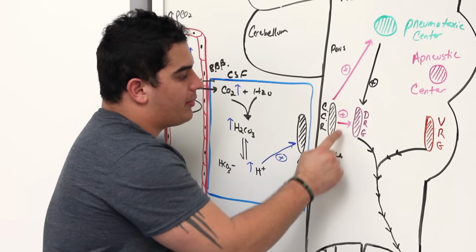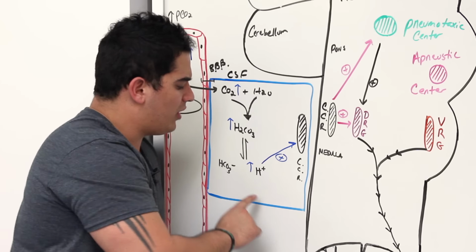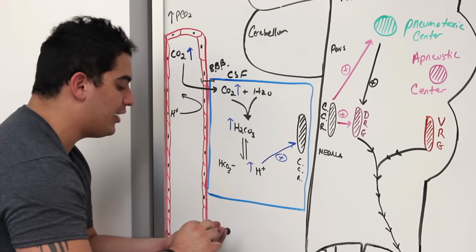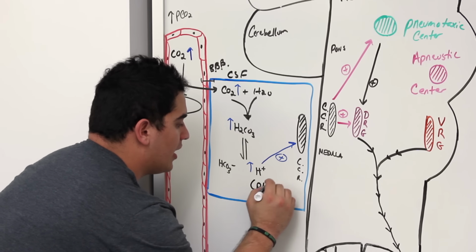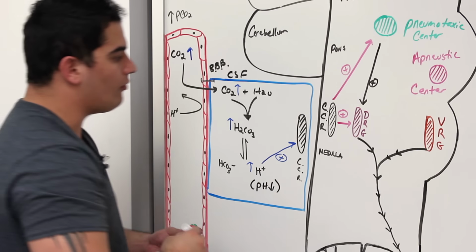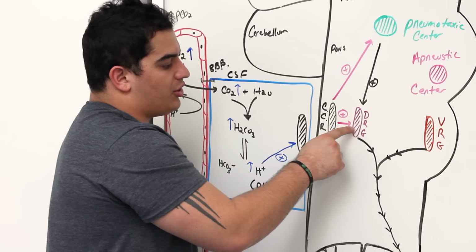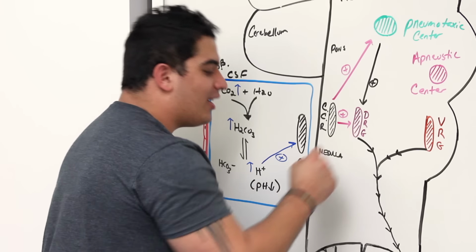So if the central chemoreceptors are stimulated due to these high protons, what does that mean for the pH? It means the pH is decreasing. So you have a decrease in the pH. When these are stimulated, the DRG can send down inspiratory signals. But guess what else the DRG will do?